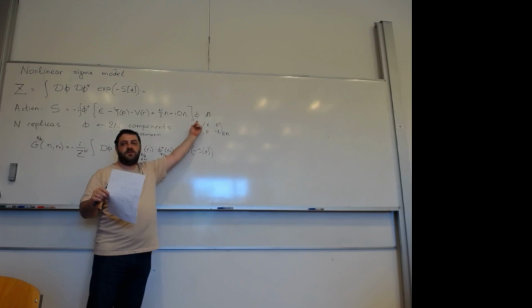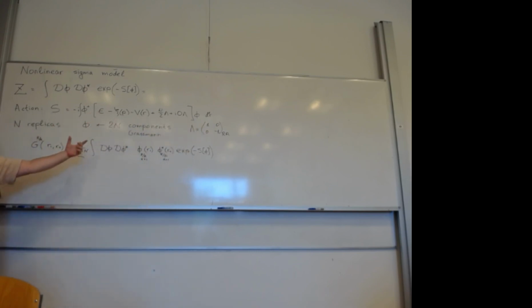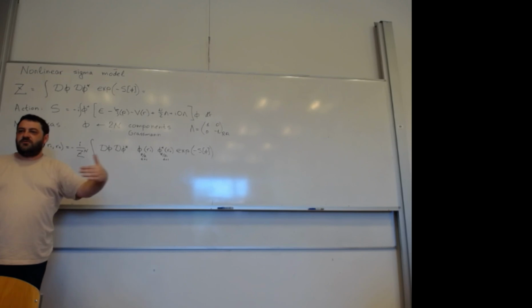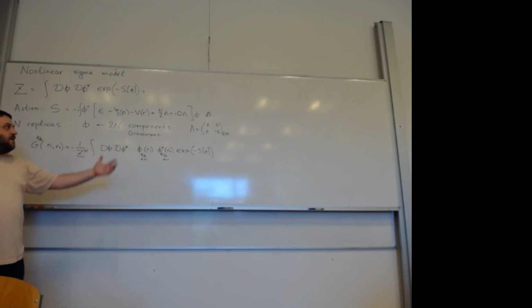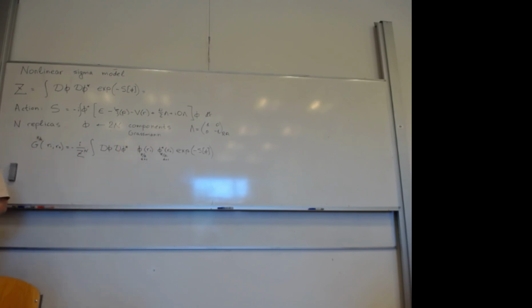So we have a column with 2n elements here, and we have a row of 2n elements here, and we have some matrix in between. So it's just a matrix multiplied by a column from the right and by a row from the left. It becomes a number, which still depends on the position, so it's also integrated over all positions.